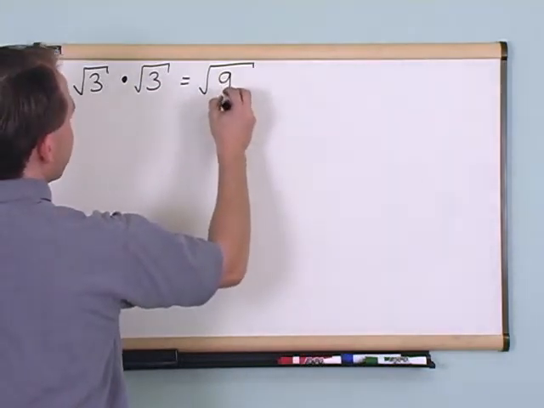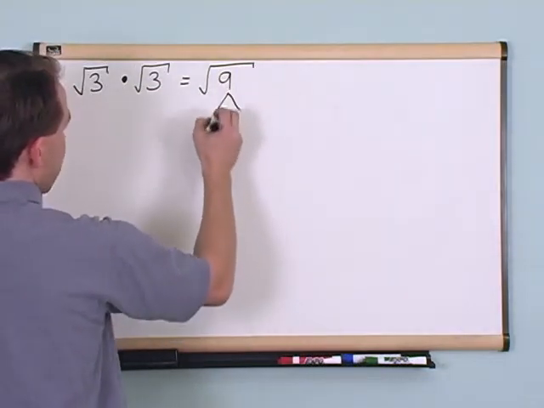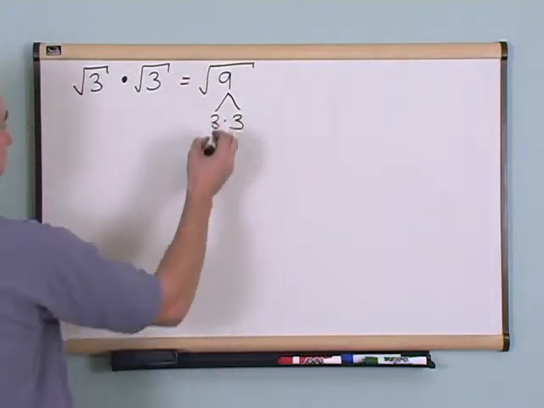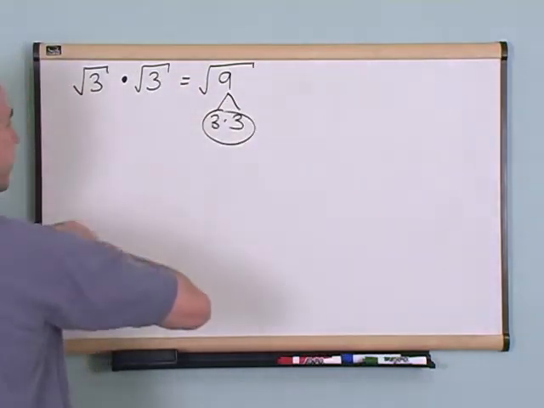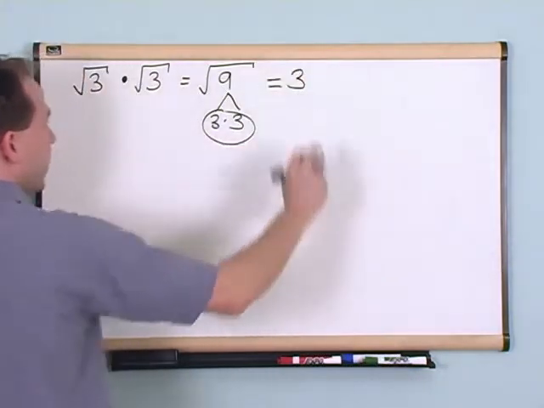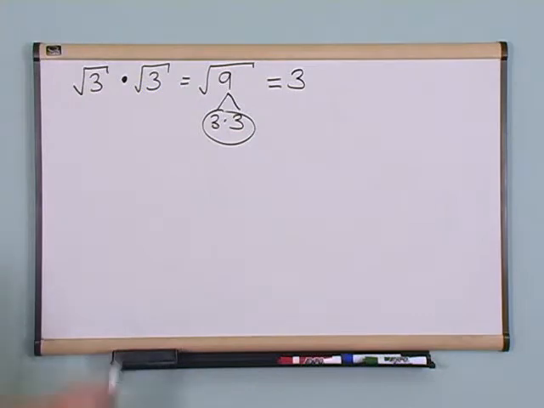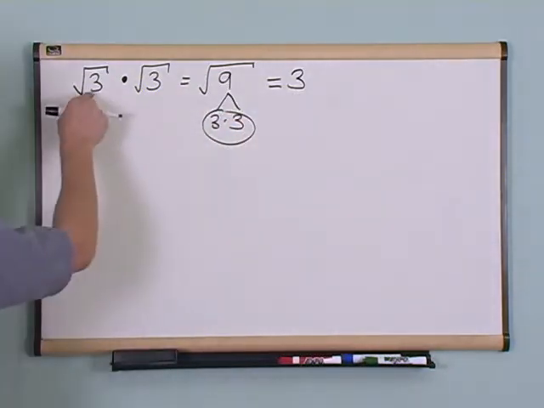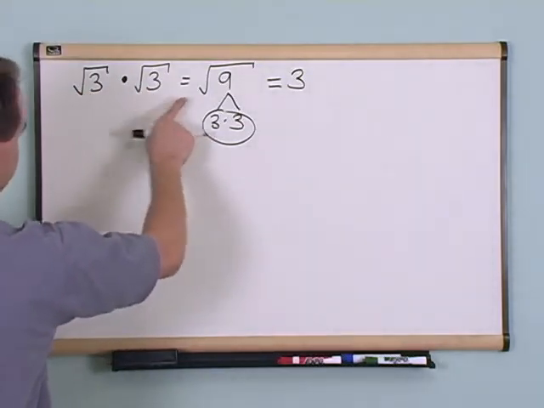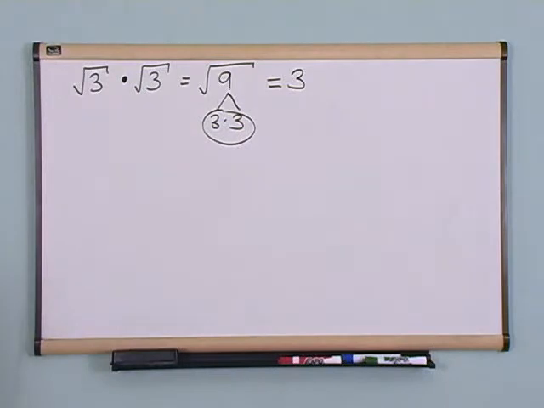In this case, if you haven't already memorized it, 9 is equal to 3 times 3. These are square roots, so I'm going to look for pairs of 2, which I've found. And so I can pull this 3 out of the radical and write it down. So the answer to this is, in the end, 3. If you were to go in your calculator, take the square root of 3, and take another square root of 3 and multiply them together, you would get 3.